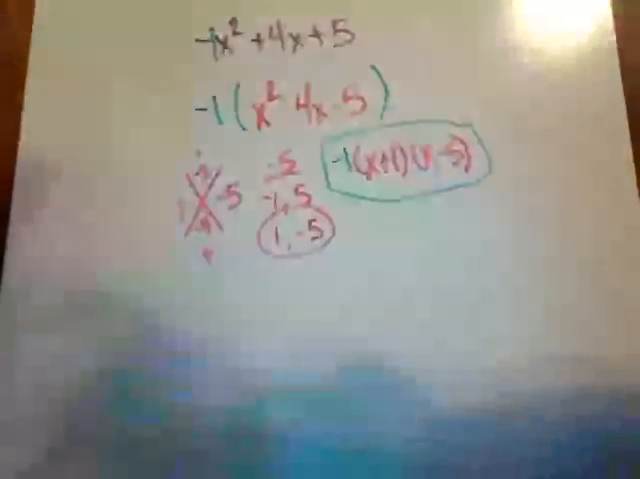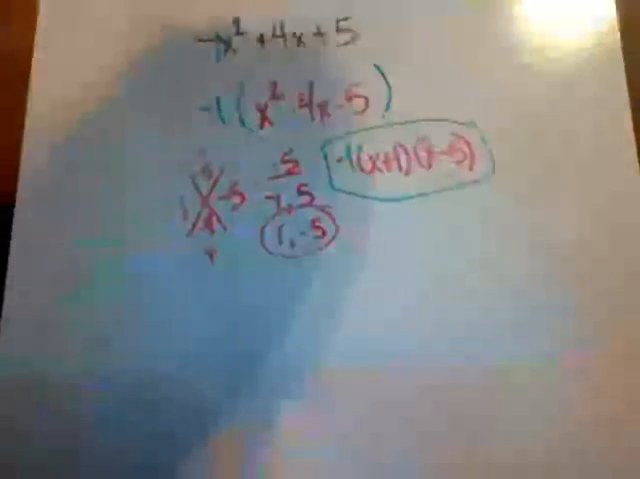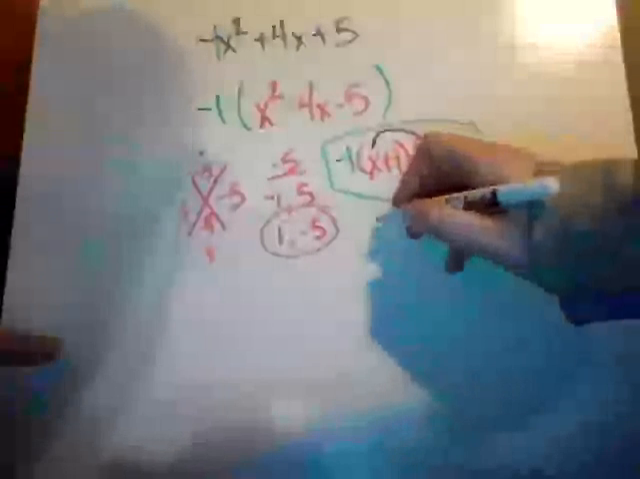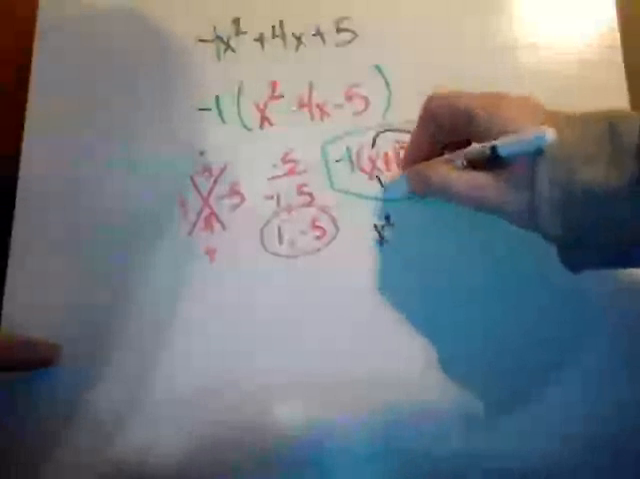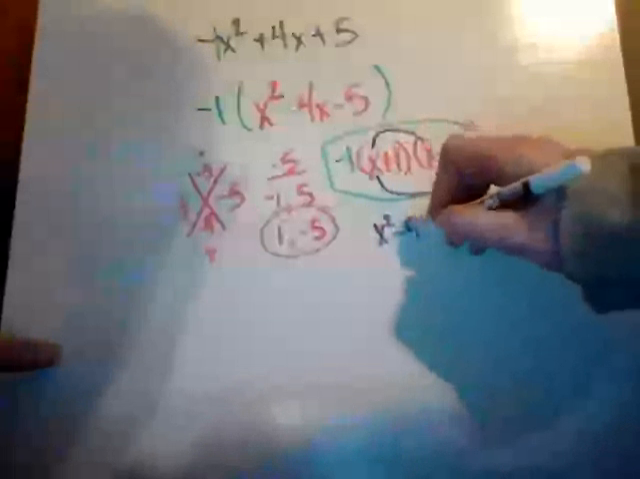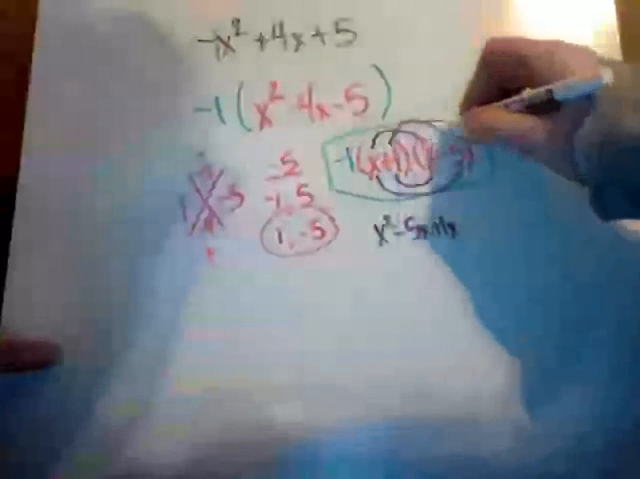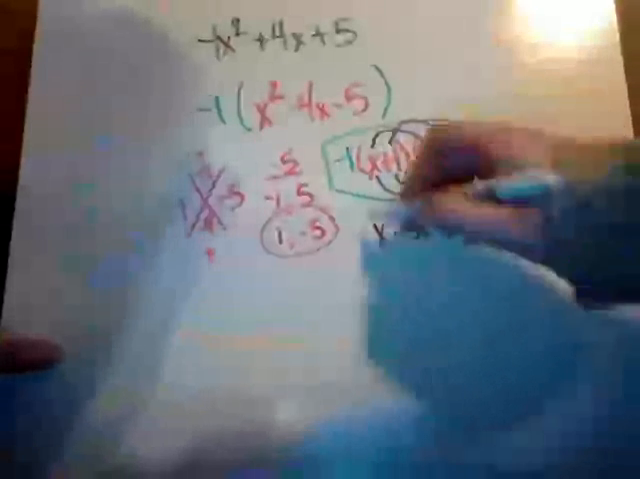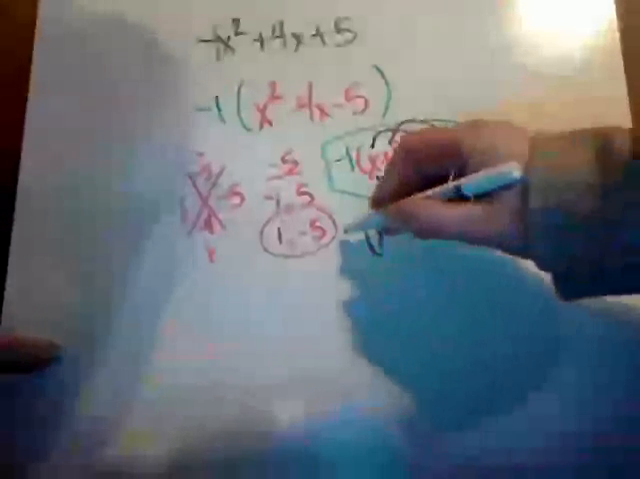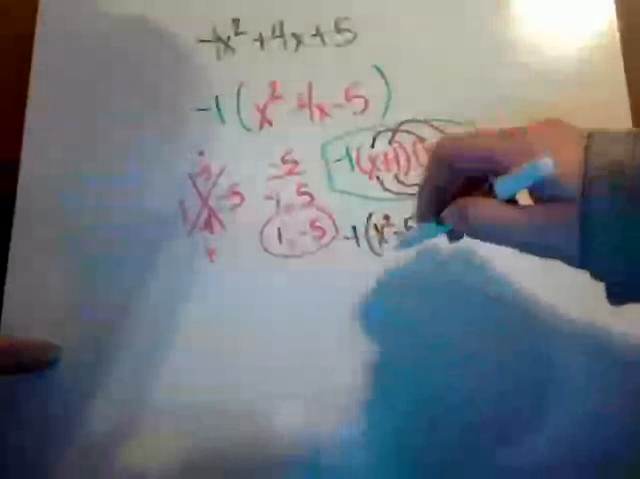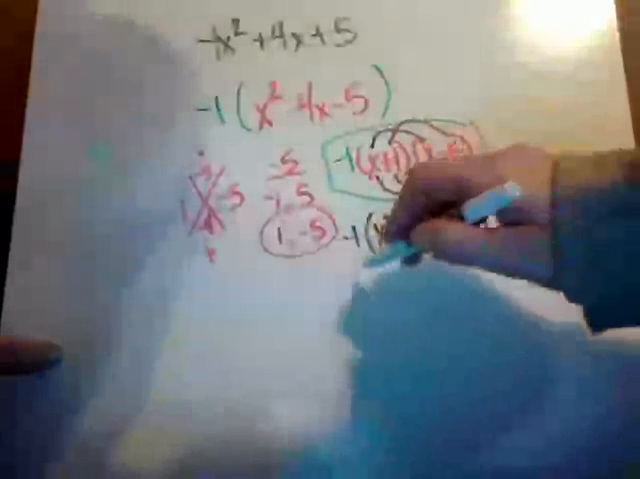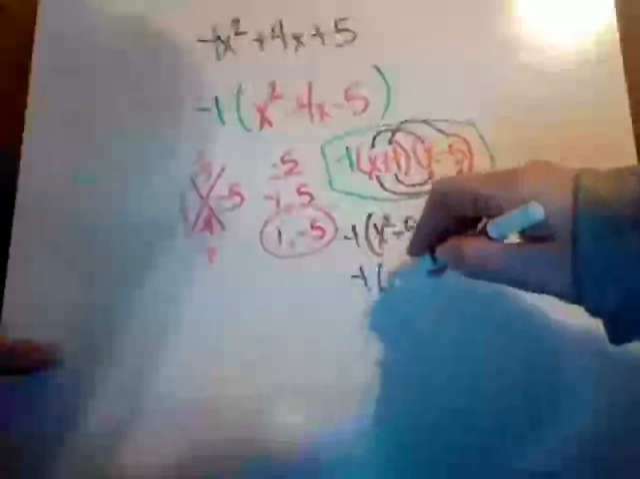Now, we can still check. If we check our answer, we can FOIL: first times the first, outside times the outside, inside times the inside, and last times the last. We still have that negative 1 out in front. So let's combine our like terms inside of parentheses, and then we can distribute the negative 1.